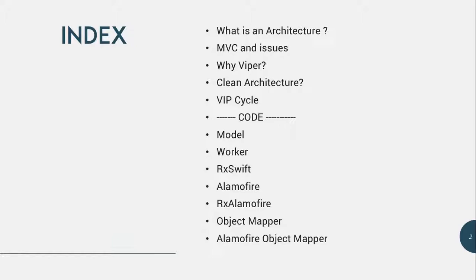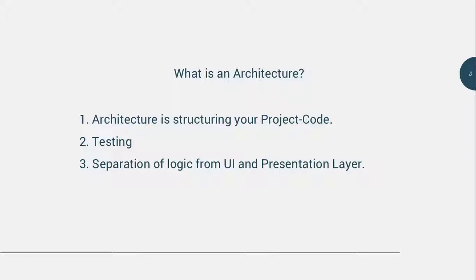So what is an architecture? Basically, an architecture is structuring your project code. You're dividing your code into business logic and UI, a separation of business logic and UI. So what are your models, what are your domains? Just don't freak out. You might not be familiar with those terms, but we'll get through it. It's okay.